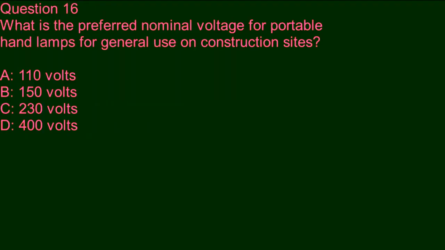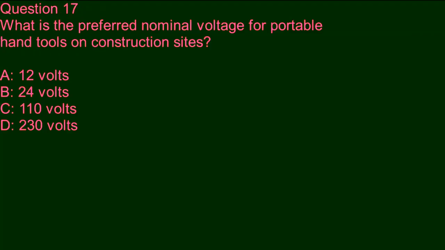Question 16. What is the preferred nominal voltage for portable hand lamps for general use on construction sites? A. 110 volts. B. 150 volts. C. 230 volts. D. 400 volts. Right answer, A. 110 volts.